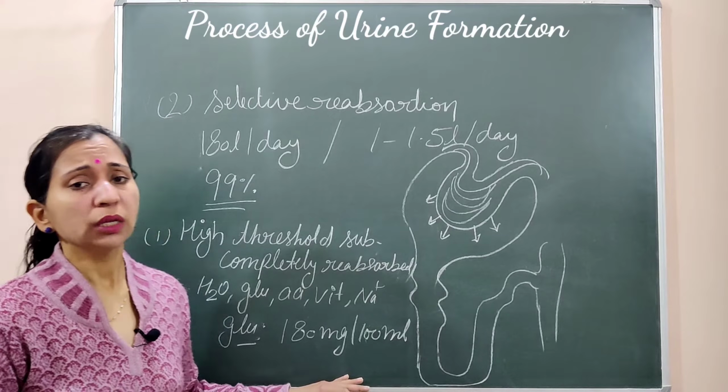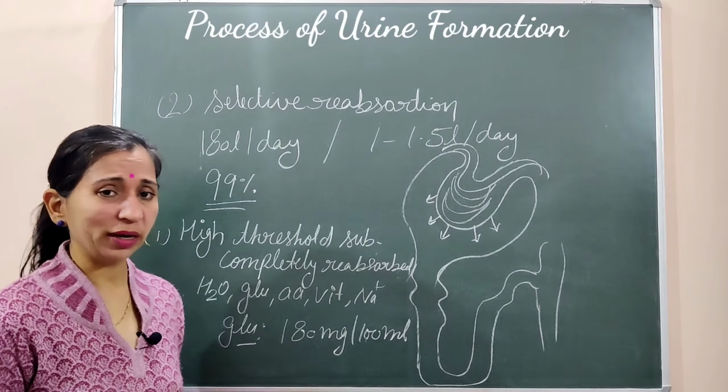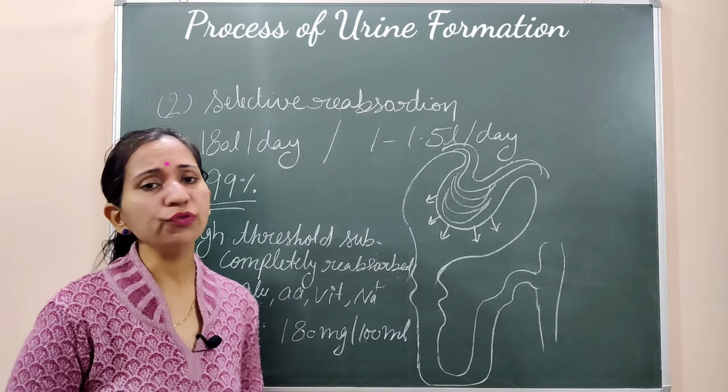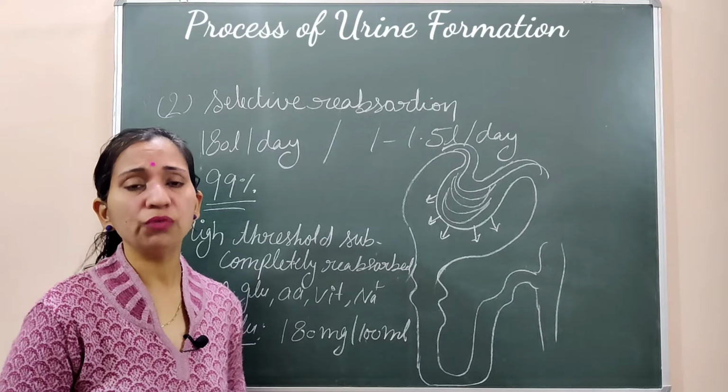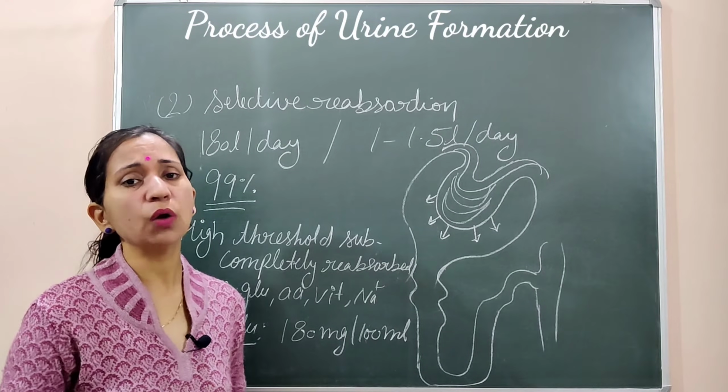But suppose the person has an excess amount of glucose. If glucose is present in an amount more than 180 mg per 100 ml, it will not be completely reabsorbed. It will be excreted. The excess amount will be released out through the urine.